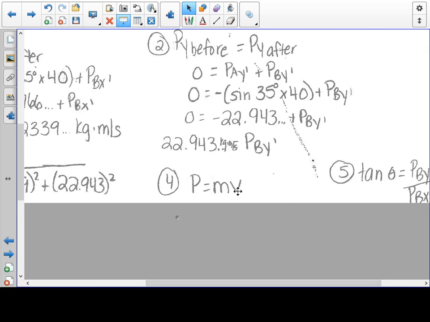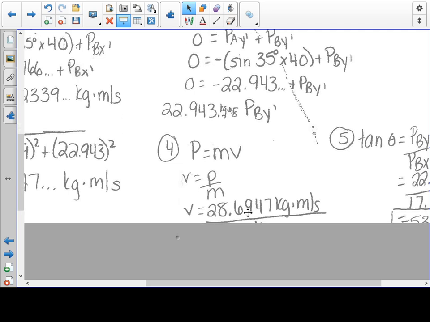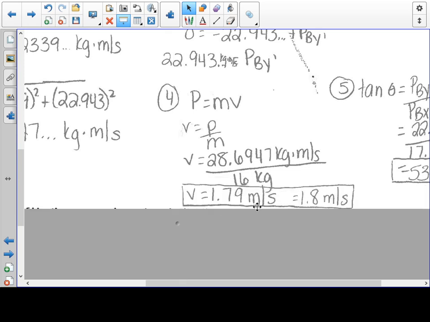So to find the velocity, or the speed more accurately, because we don't have a direction yet, of ball B, we take that momentum that we just found and divide it by the mass of ball B. The momentum was 28.6947, and the mass is 16. So the speed is 1.79 meters per second. Rounded to proper significant digits, 1.8.